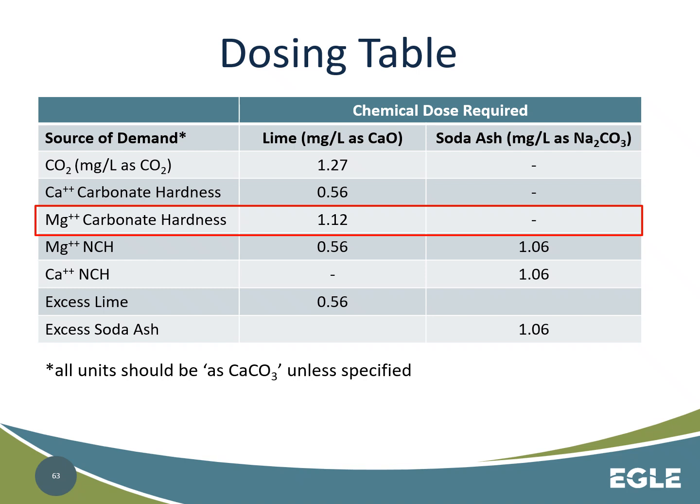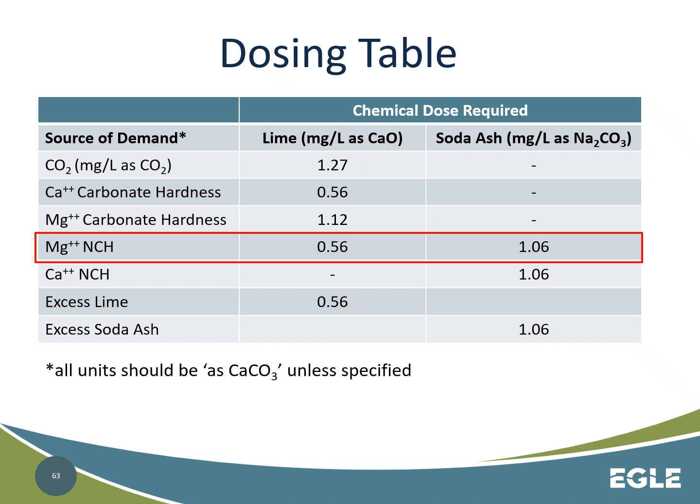Then we do our magnesium carbonate hardness that we want to remove. In our bar chart, this is the magnesium on the top associated with bicarbonate on the bottom. The concentration of magnesium carbonate hardness that we want to remove multiplied by 1.12 gives us the needed lime dose in milligrams per liter as quicklime. Note that removal of magnesium carbonate hardness takes twice as much lime as removal of calcium carbonate hardness, since it is a two-step chemical reaction. Again, you don't need to memorize the chemical reactions, just understand how they impact the calculations.